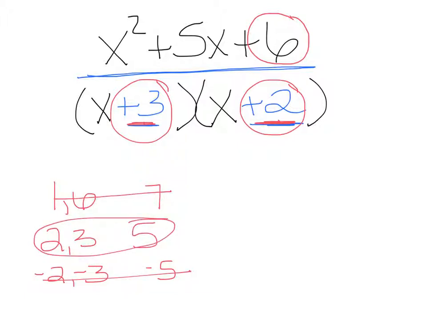So that tells me that in my binomials, the first one plus 3, the second one plus 2. And it doesn't matter the order. That is how we are going to factor binomials. I'm sorry, that's how we're going to factor trinomials.